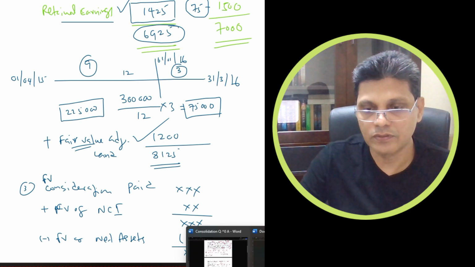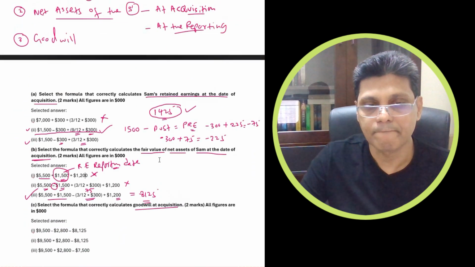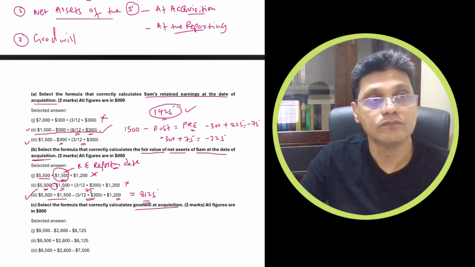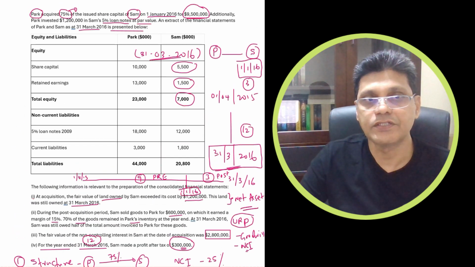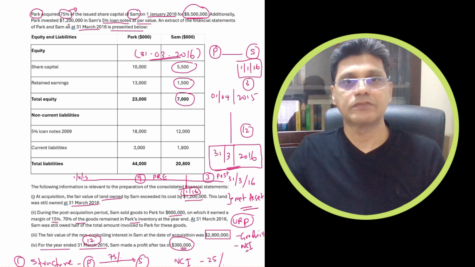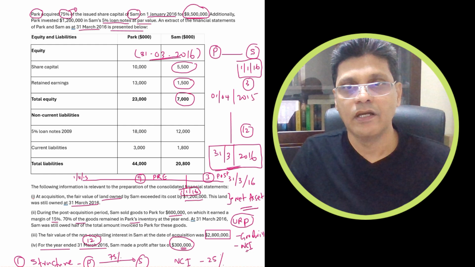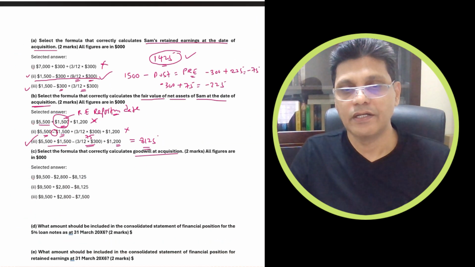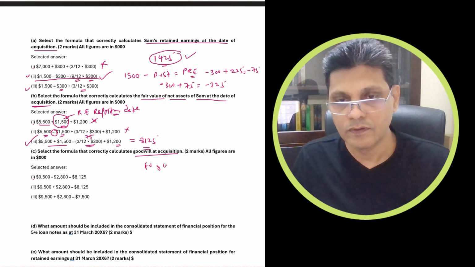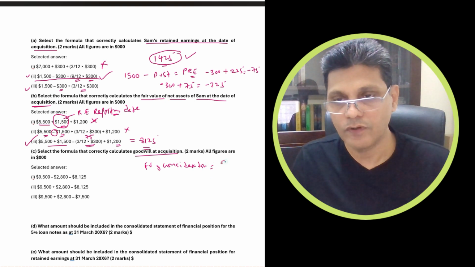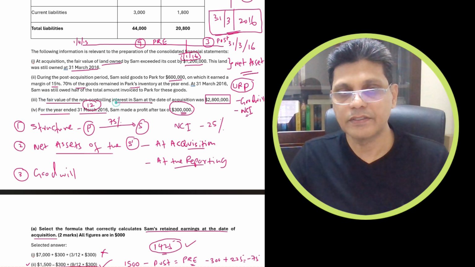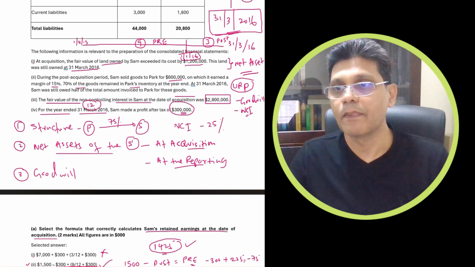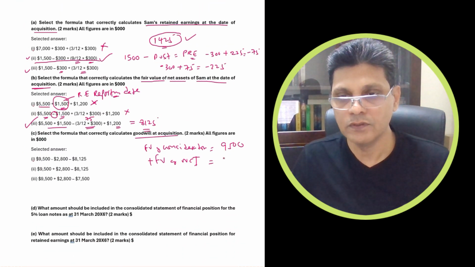Okay, now let's go through the question again. Now we need to identify the fair value of the consideration paid, which is going to be how much? The park acquired 75% of the issued share capital of SAM on 1st January 2016, 9.5 million. So therefore the fair value of the consideration is 9.5 million. To that you need to add back the fair value of NCI. So fair value of NCI is also given. How much is that? The fair value of the non-controlling interest in SAM at the date of acquisition, 2.8 million. Okay, so 2.8 million is given here.